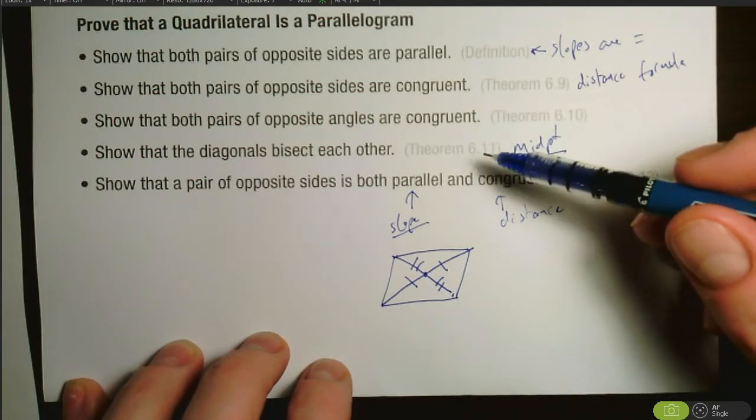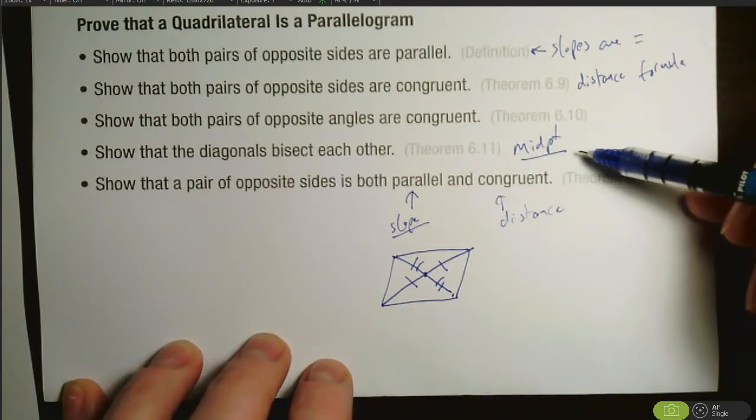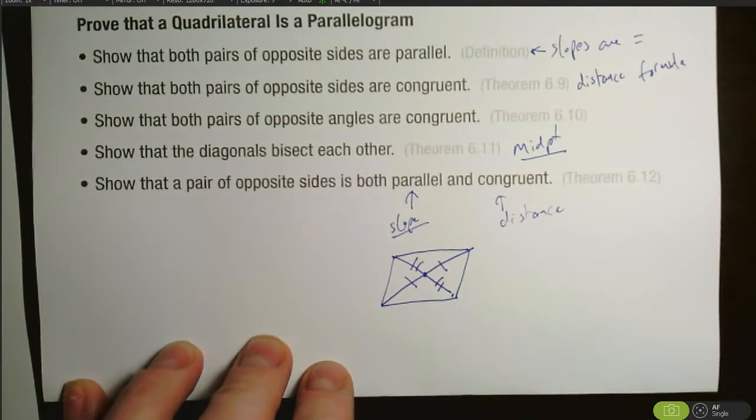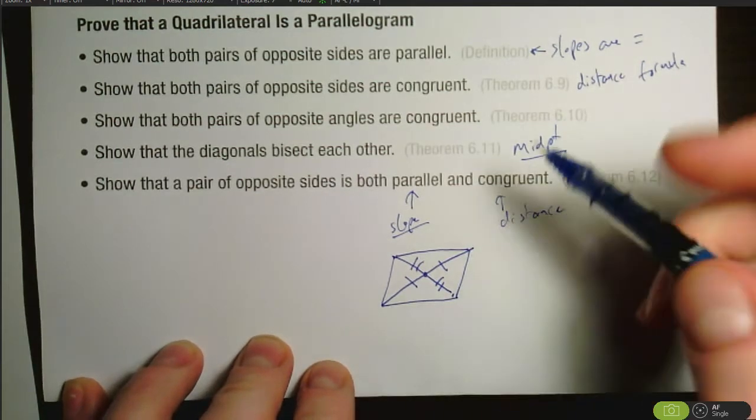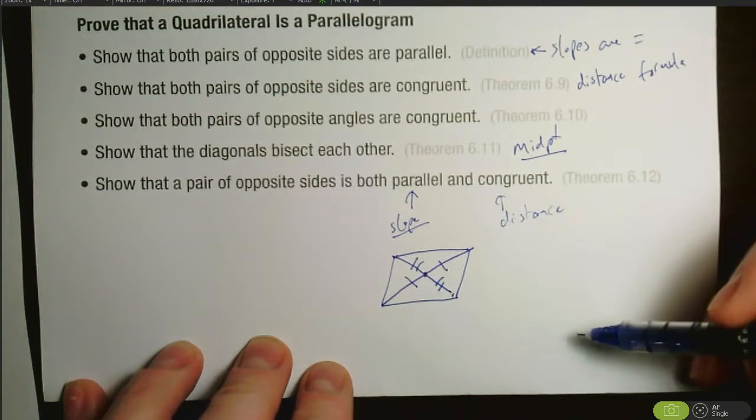two-column proof method. To show the diagonals bisect each other, again, you could do a two-column proof, or more likely midpoint formula. And then to show that a pair of opposite sides is both parallel and congruent, slopes to show they are parallel, distance formula to show they are congruent.